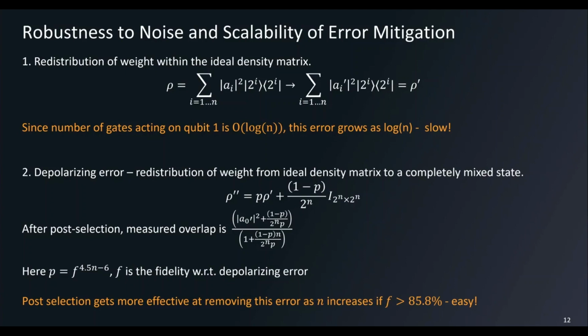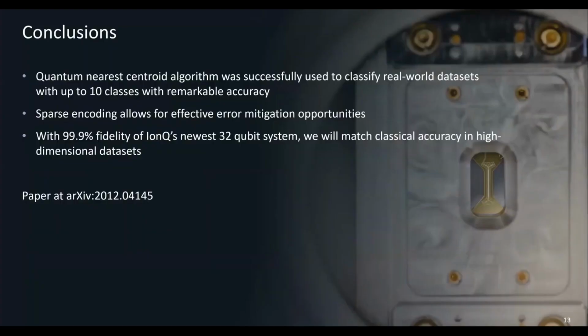Secondly, we also have a depolarizing error, which redistributes weight from an ideal density matrix to a completely mixed state. This is the error which our error mitigation technique addresses. We found a lower bound on the fidelity beyond which the error mitigation technique gets actually more effective as the dimension of the problem increases. Since this fidelity bound is easily satisfied by our systems, we don't need to worry about this error as we scale up. And then finally, for this part of the talk, I would like to leave you with my conclusions.